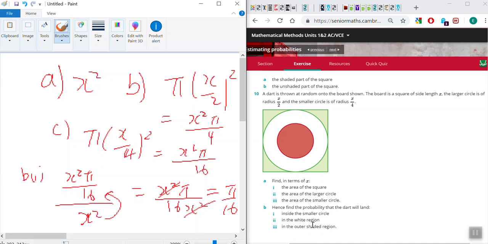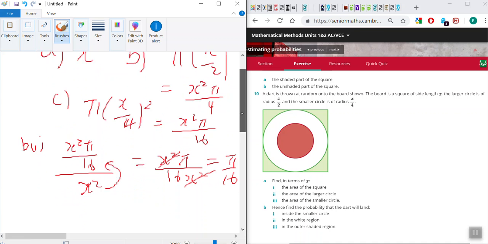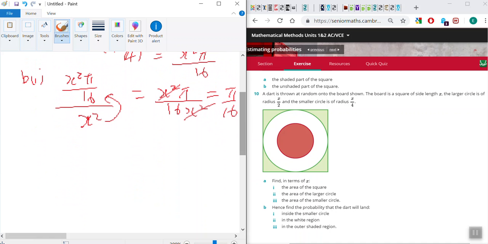What's the probability that it lands in the white region? So the white region would be, okay, you have to think about it, because the white region is the big circle minus the small circle, okay? And you're dividing that by the x squared, okay? So you're going to do it like this. So I'll just rub this out, because we're running out. Oh, we can create some space. So part 2, the probability of landing on the white circle is the big circle minus the small circle.